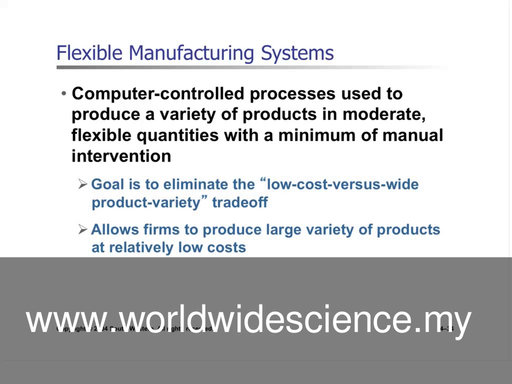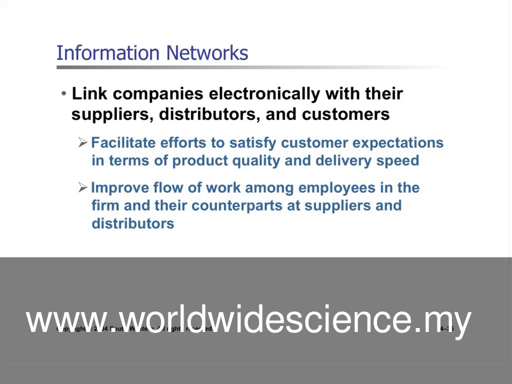Okay, information networks. What do we mean by information networks? They link companies electronically with their suppliers, distributors, and customers. A good example is Pizza Hut. Pizza Hut is one of the pizza providers in the United States. They have over 40 million customers registered in the database. So that helps them a lot. They have a very huge database that gives them a lot of preferences for their customers.